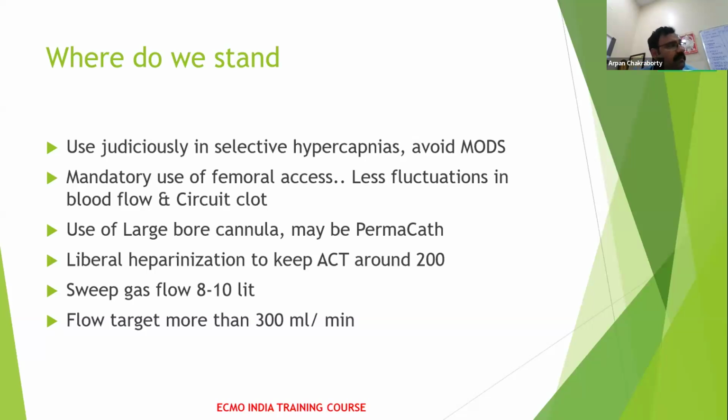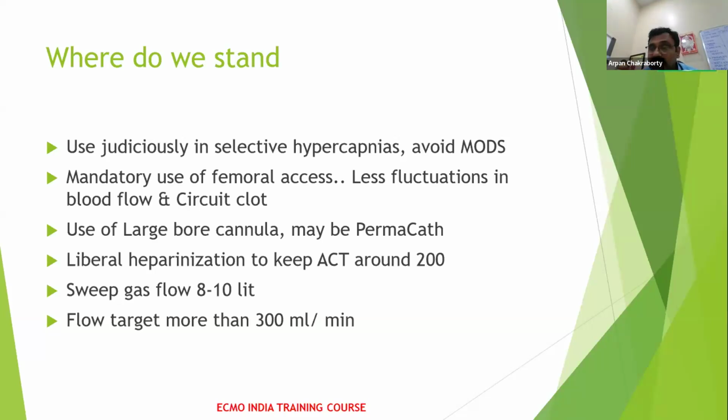Use the femoral access mandatorily, because there are fewer fluctuations in blood flow and the circuit clot is not much if you are using the femoral access. Because in the neck, if the patient is restless and not doing well, the flow is not very good, and there is microclot and microstasis going on inside the circuit, it is cumbersome. So use femoral access whenever possible, a larger access. Use a large bore cannula.